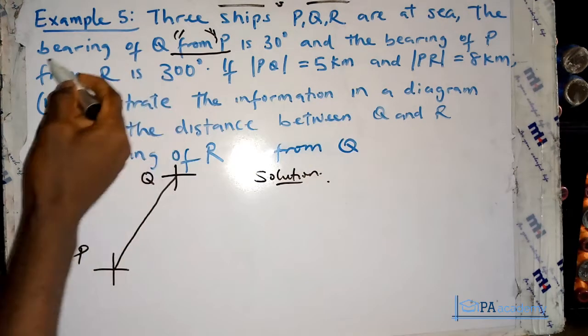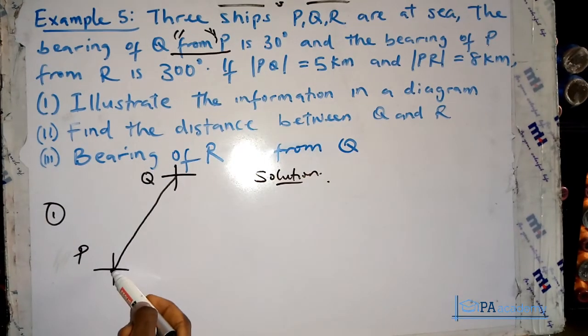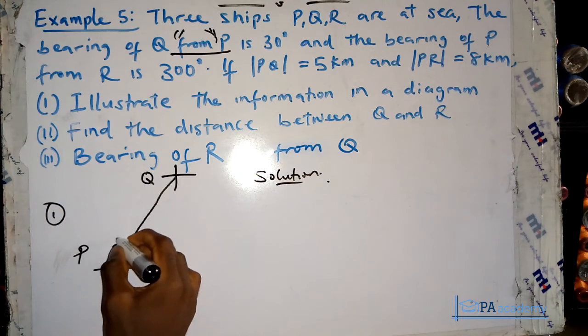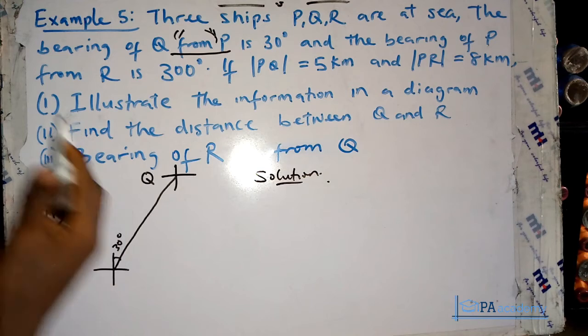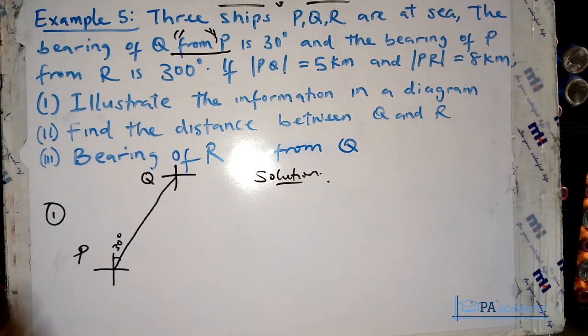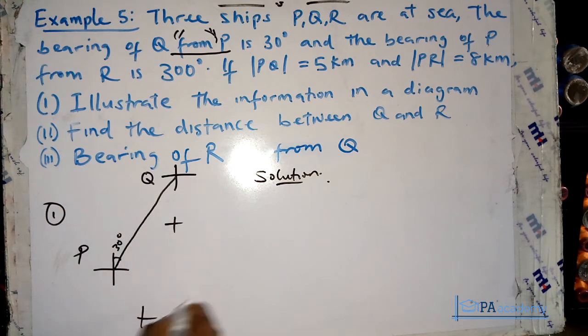Look at it again. The bearing of Q from P, that means from P, is 30 degrees. So this point here is what is representing the 30 degrees. And the bearing of P from R is 300 degrees. That means there's another point R whereby the bearing from that point R to P is 300 degrees. Now we are not given where P is. We don't know if it is somewhere here, or here. We don't know where it is.